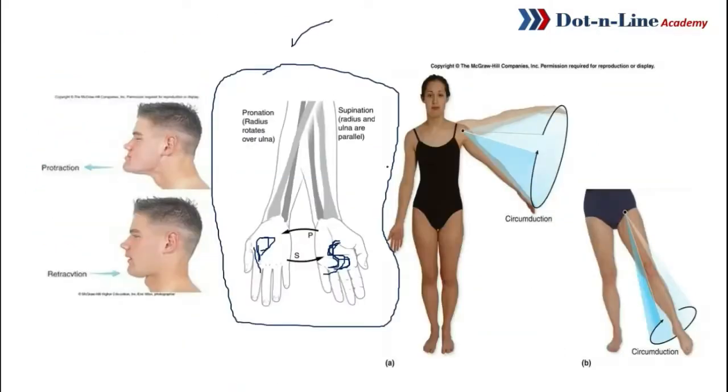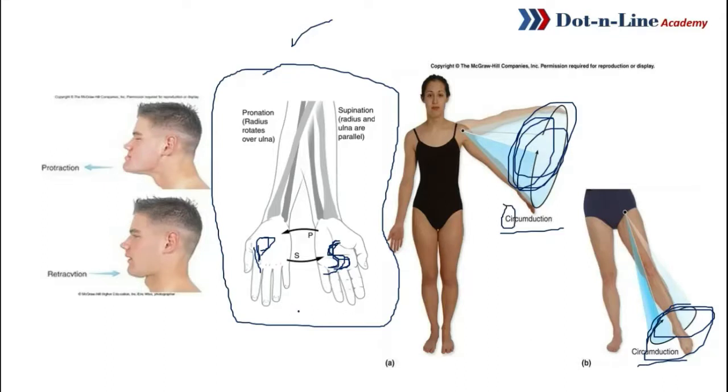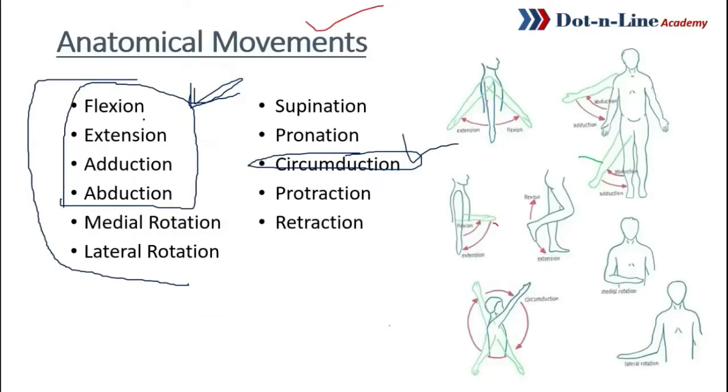when you do this, like you rotate your hand in a circular manner, it will be a circumduction. When you rotate your lower limb in a circular manner like this, it will be a circumduction. C for circle, C for circumduction. It is very simple, and when you do this, you will notice that all these movements are being followed. You will do the flexion, extension, abduction, adduction, all in circumduction.